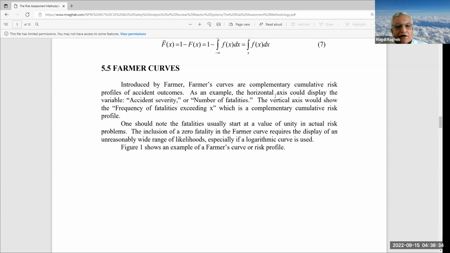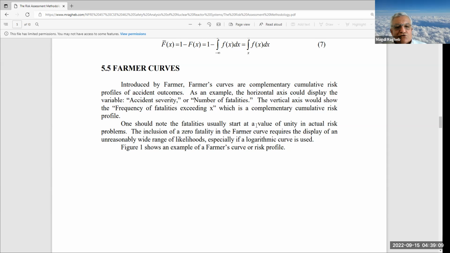So the example would be, on the horizontal axis, which we could display on our graph here on the board, the accident severity or the number of fatalities, as I suggested. And the vertical axis would show the frequency of fatalities exceeding a given number X. Because it exceeds X on the distribution, it is a complementary cumulative distribution function. So remember that: probability density function, cumulative distribution function, complementary cumulative distribution function.